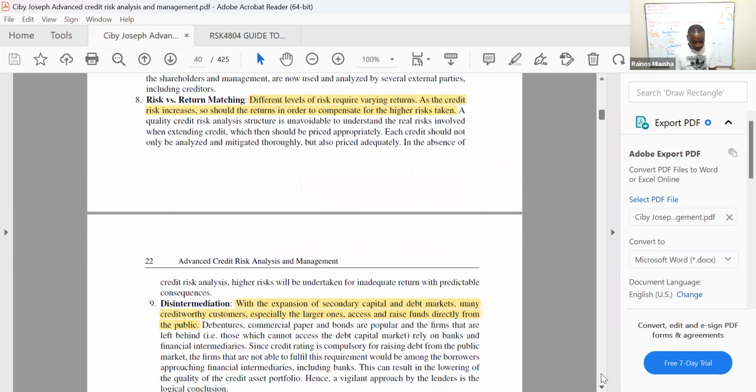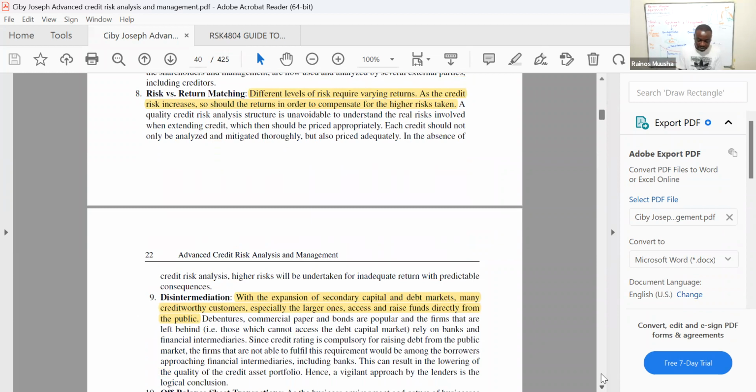The eighth reason has to do with risk and return matching. Here they say different levels of risk require varying returns. As the credit risk increases, so should the returns in order to compensate for higher risks taken. So in this case, high risk, high expected return.